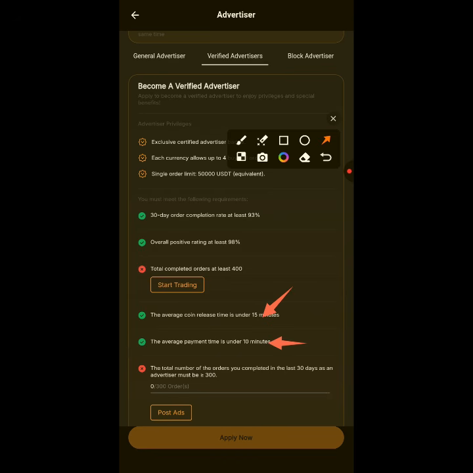If you go back to where I was showing you about this completion rate, you see your average release time and your average payment time. It should be under at least 5 minutes or 6 minutes, but here they say it should be under 15 or 10 minutes.